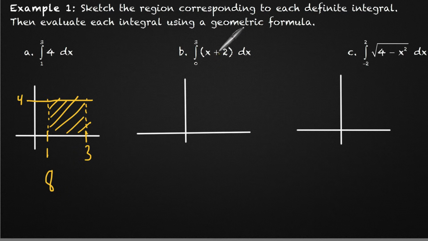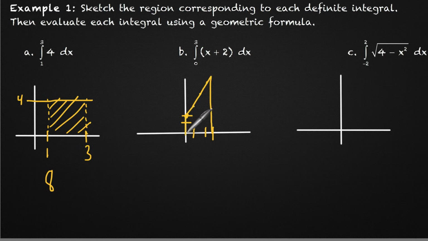All right, the next one is a linear function, and it has a y-intercept of 2, so we'll go up 2, we'll put a point. And the slope is 1, so up 1 over 1, up 1 over 1, up 1 over 1, and so forth. And we're going from 0 to 3, so that's 1, that's 2, that's 3. So basically, we have this shape right here.